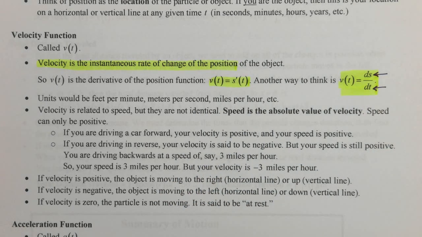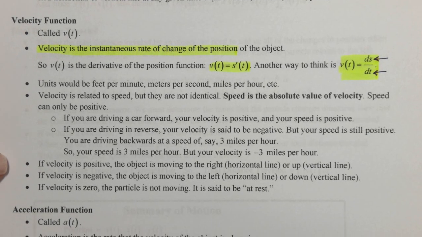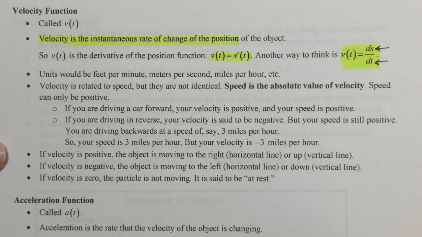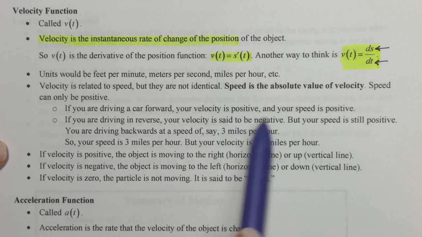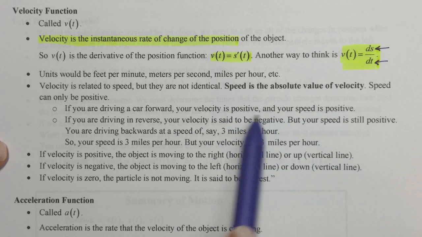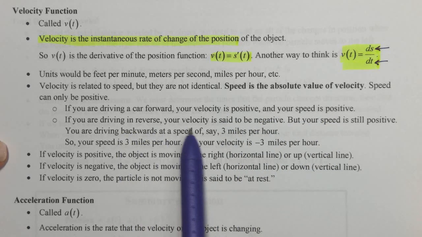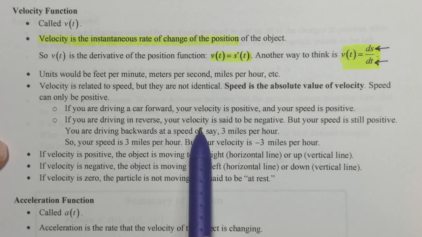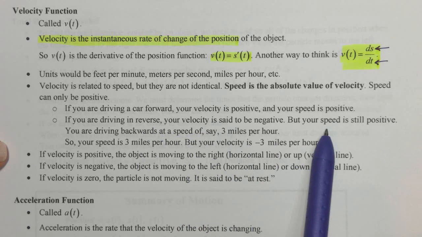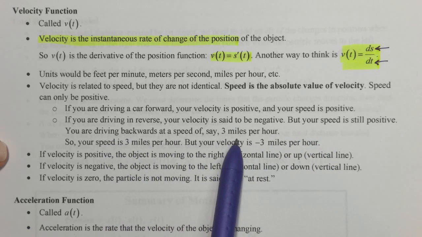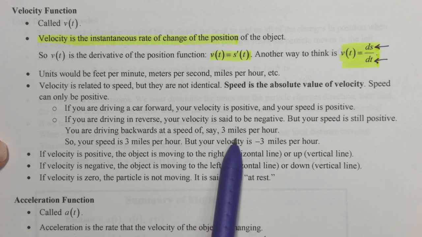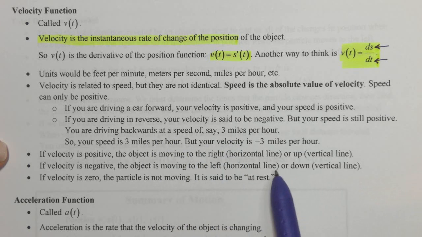Velocity is related to speed, but they are not always identical. Speed is the absolute value of velocity. So speed can only be positive. An easy way to think of this is like this. If you're driving in a car forward, your velocity is positive and your speed is positive. They are identical. But if you're driving in reverse, your velocity is said to be negative because you're going backwards, but your speed is still positive. You might say, I'm driving backwards at a speed of 3 miles an hour. The speed is positive. The velocity is negative.